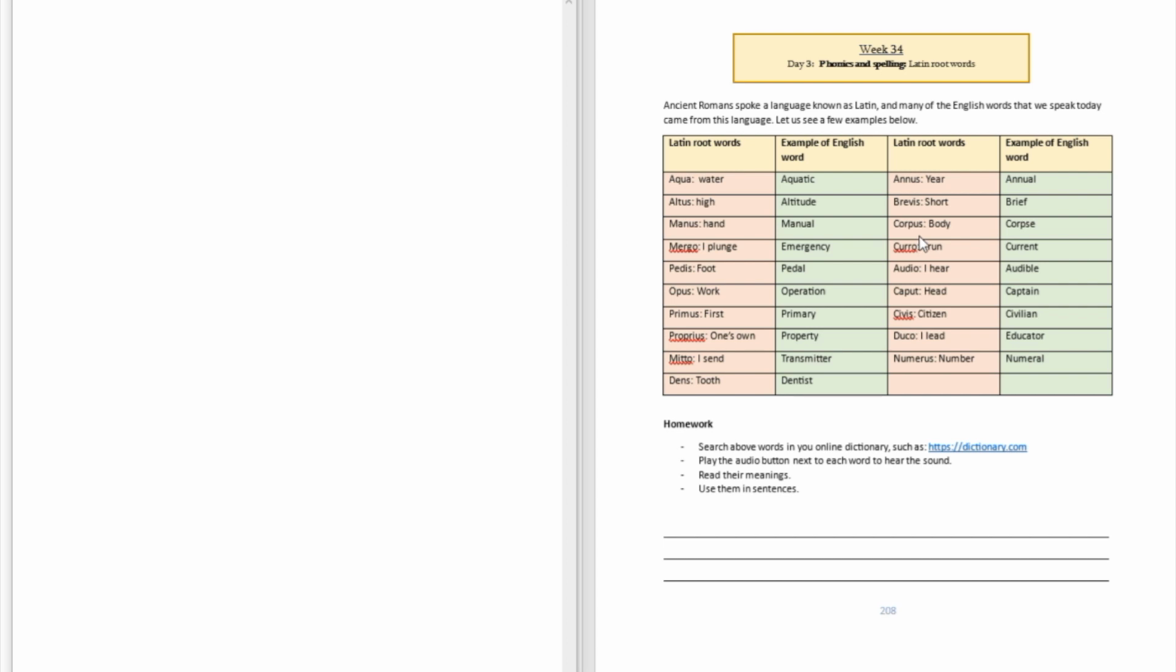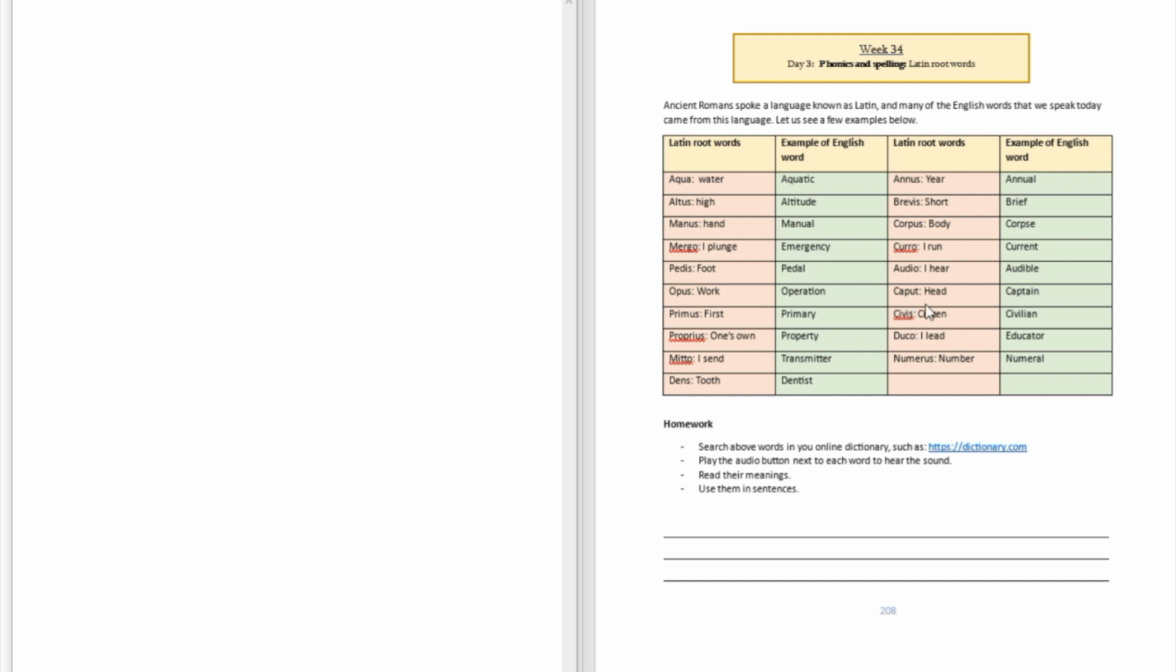The word corpus means body in Latin. When you hear the word corpse, well, you're going to know it's relating to a dead body. The word curo means I run. So when you hear the word current, it means you're talking about something that is really relevant for the moment. Well, that's running right now. The word audio means I hear in Latin. And when you hear the word audible, it means that has to do with hearing something.